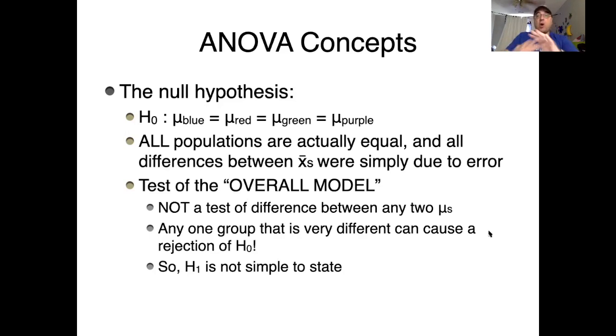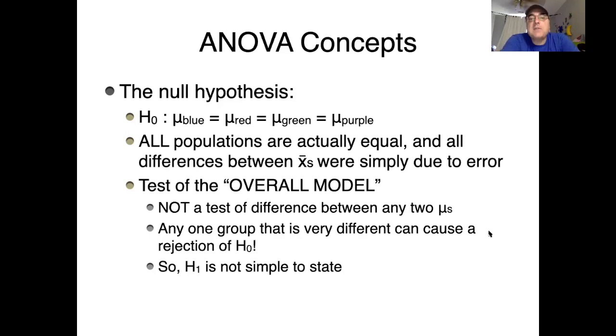Now, it could be that they're all very different from each other. It could be that 3 are close together and one's way off in the corner. We have no way of differentiating that until after the test is done. So the null hypothesis just means that we're equal across the board, and everything that isn't equality across the board is wrapped up into the alternative hypothesis. So that's why I haven't written an alternative hypothesis down here.